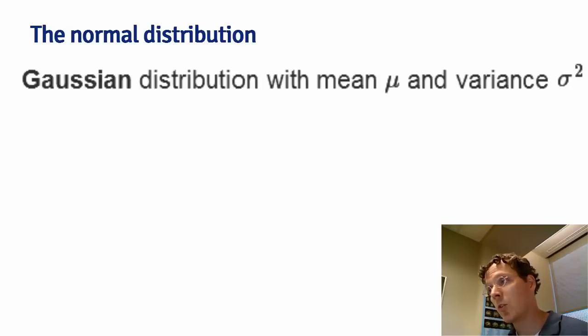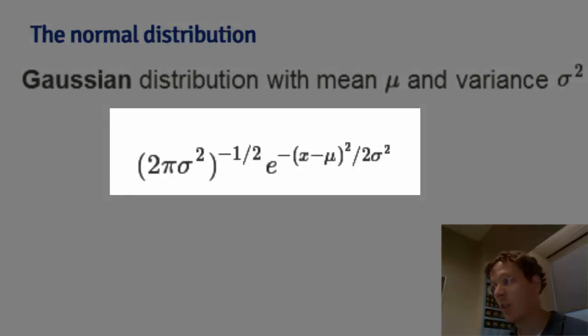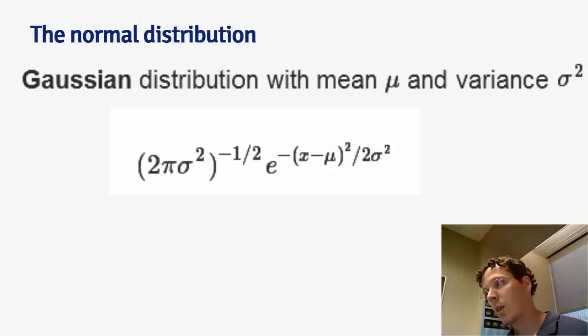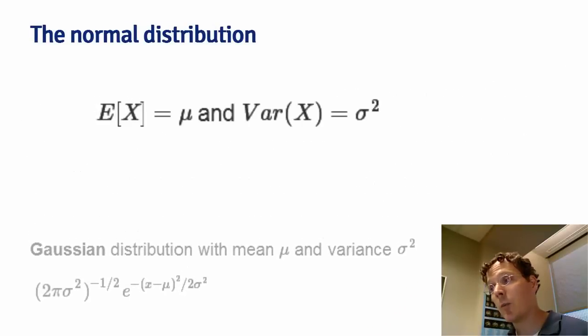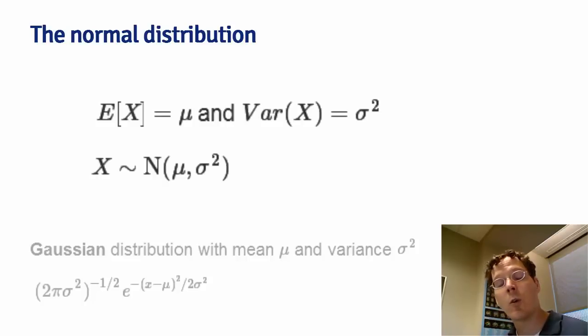So at any rate, a random variable is said to follow a normal or Gaussian distribution with mean mu and variance sigma squared if its associated density is this function here, the bell curve, which we'll show in a minute. If x is a random variable with this density, then the expected value of x is mu and its variance is sigma squared. And we simply write this in shorthand as x tilde normal(mu, sigma squared).